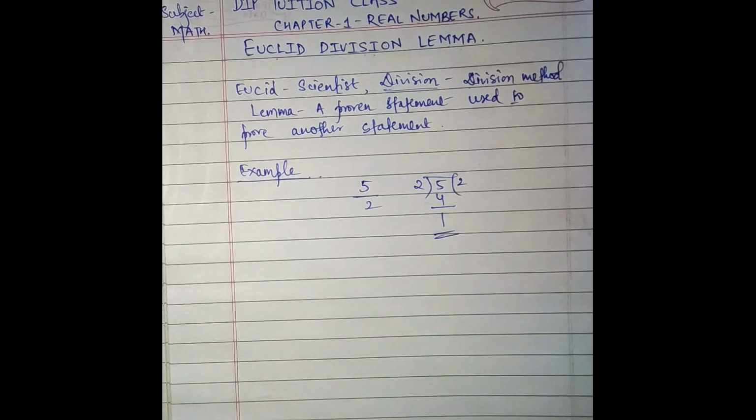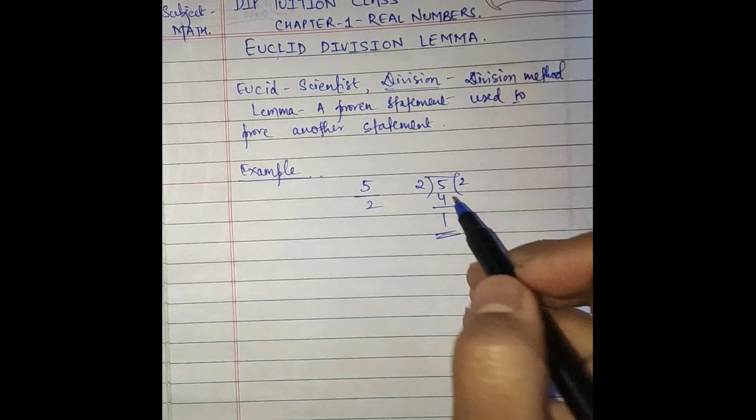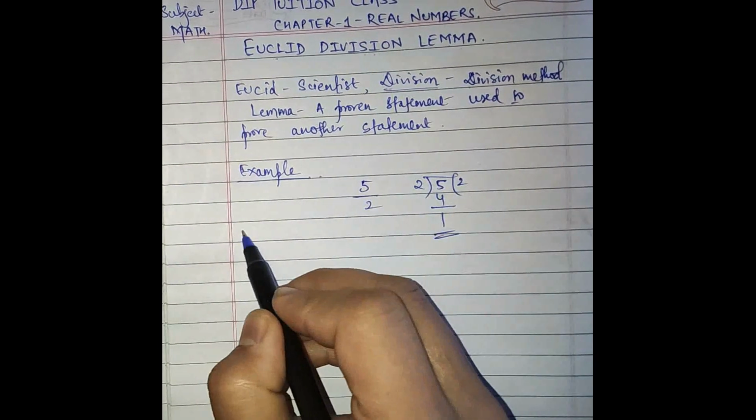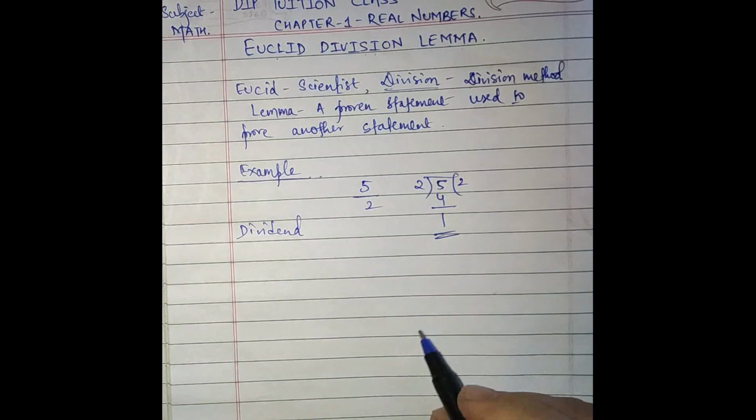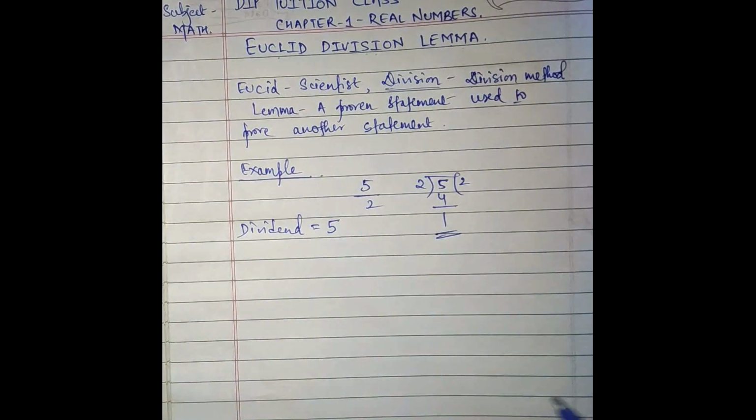This is how we do our division, right? So the 5 here is the dividend, isn't it? 5 here is the dividend. Let me write this 5.